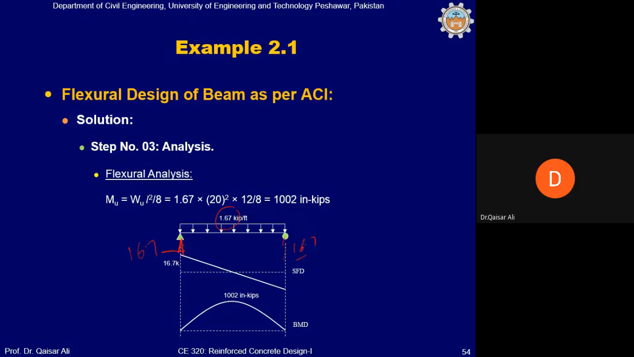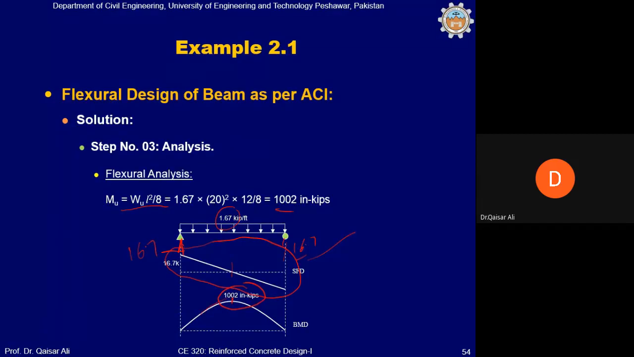You can draw the shear force diagram, although you will not be using it in this example because this example is specifically for the flexural design of the beam. The bending moment diagram can be calculated from the area of this triangle or from WL squared by 8, which comes out to be 1002 inch-kip. That is only at the center of the beam. Away from the center toward the support, the bending moment drastically decreases.